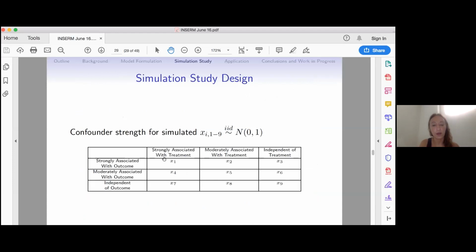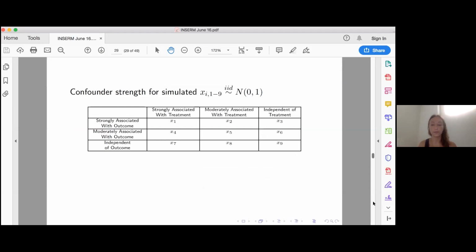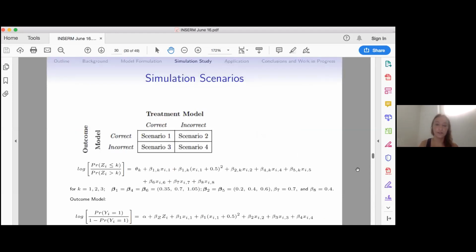So some are strongly associated with treatment and outcome, and then you have moderately associated, and then you have some that are totally independent of treatment and outcome and are not confounders at all. Okay, so you have a range of everything, which mirrors real life, and this setup is often used. So we have all the way from strong confounders to not confounders at all that are going to enter our propensity score model.